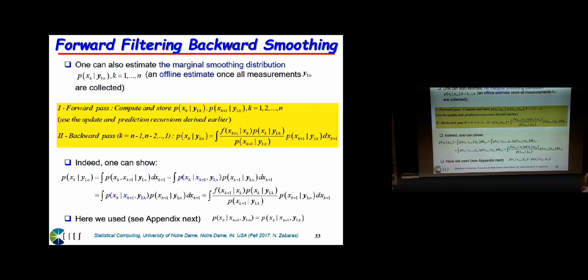This is what is called the marginal smoothing distribution, right? And it's smoothing because now you don't use data only up to time k, the way we did before, but you use all the data up to time n. You see that? So this is sort of an offline calculation. It's not something you're going to do incrementally in time, but once you complete all the data, you can go back and actually improve the information you have about state xk, because you account not only for observations at time k and earlier times, but also for future observations.